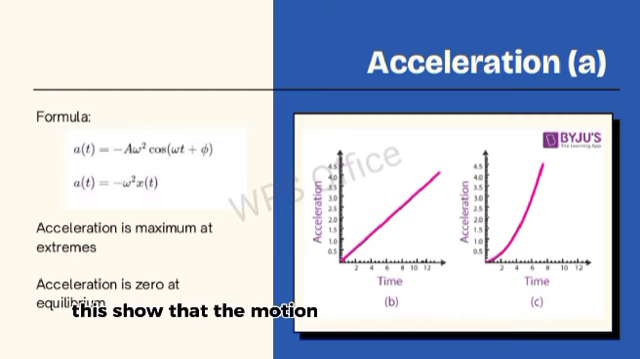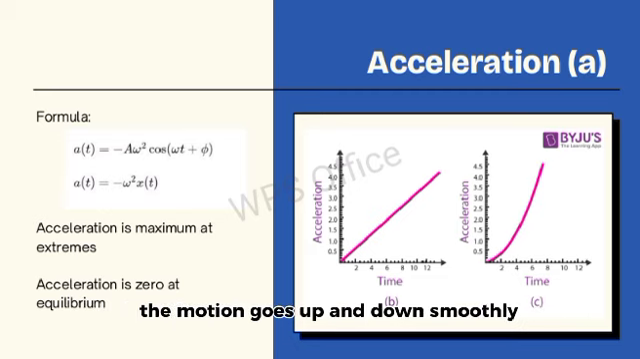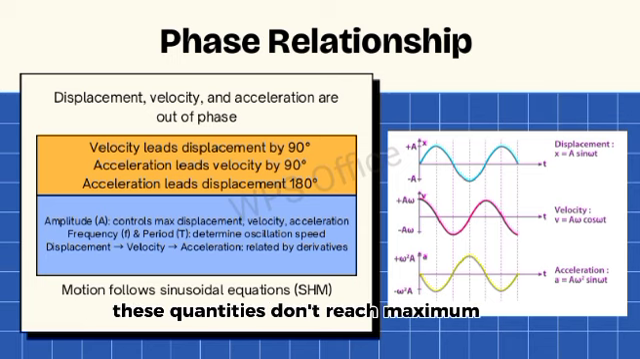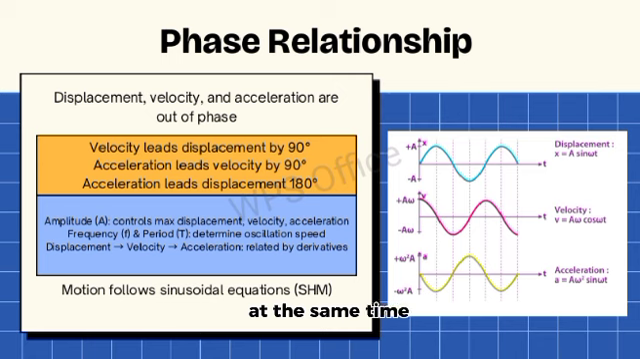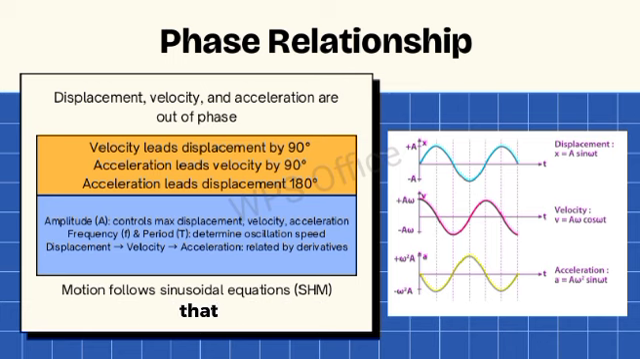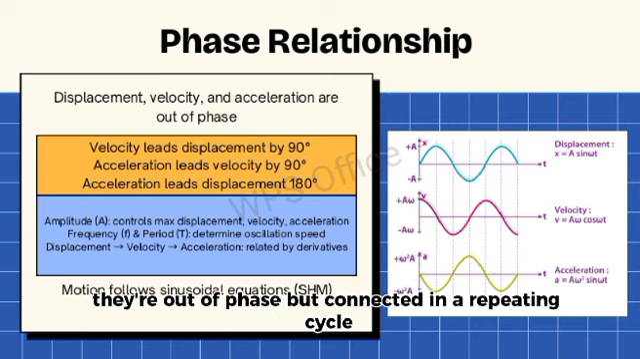These show that the motion follows a sinusoidal pattern. The motion goes up and down smoothly, repeating again and again. These quantities don't reach maximum values at the same time. Velocity leads displacement by 90 degrees, while acceleration leads velocity by 90 degrees, and acceleration leads the displacement by 180 degrees. That means when displacement is at its highest, velocity is already changing direction. They're out of phase but connected in a repeating cycle.